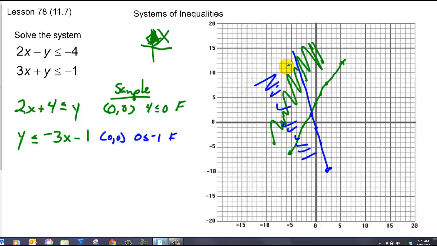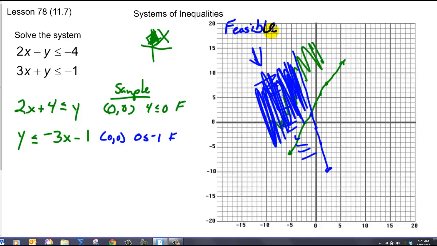And now I have a situation where I have a double shaded region, which is right here. And that's my solution for this system. They call this area where both maintain a true solution, feasible region, which means that any solution in this region will work for both of the equations in the system.